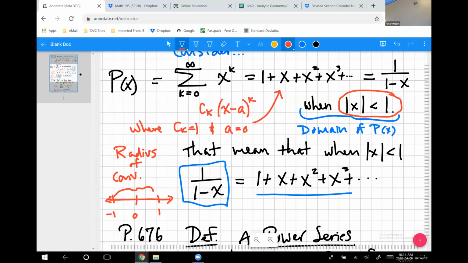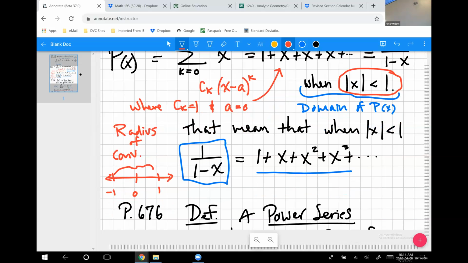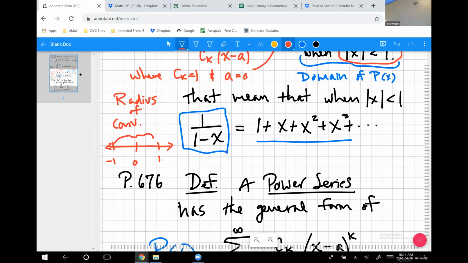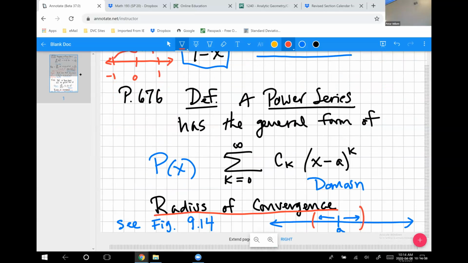Again, that's basically how far you can leave away from the a value in the power series before you end up diverging. Okay, so questions about that before we look at some examples to try to illustrate this with specific other problems.